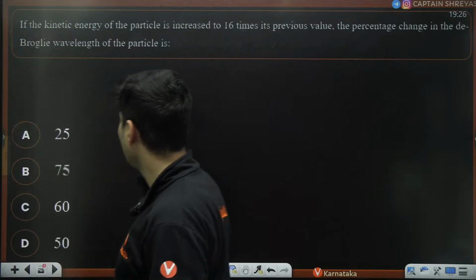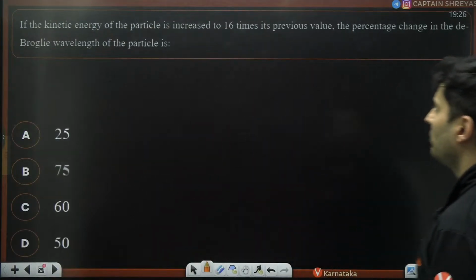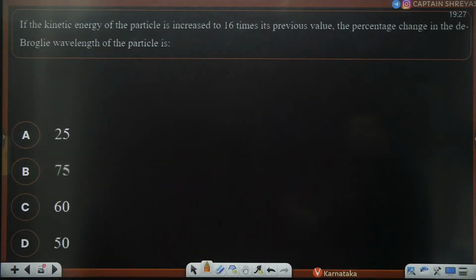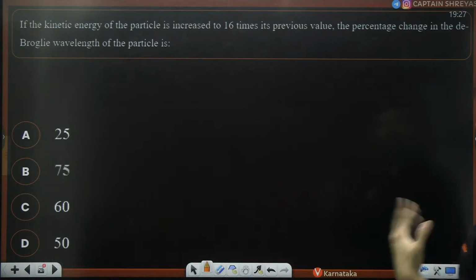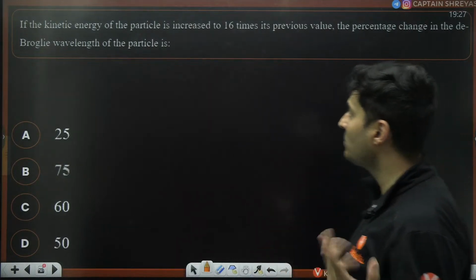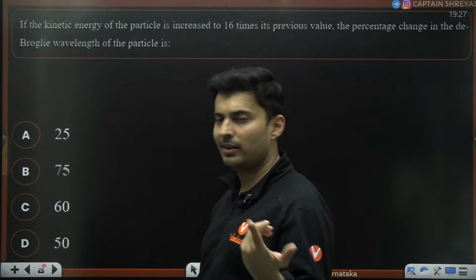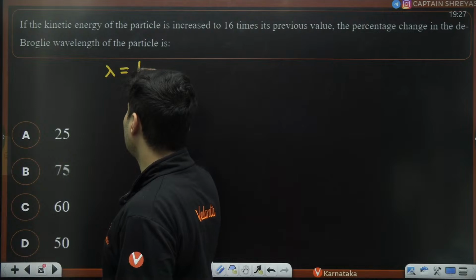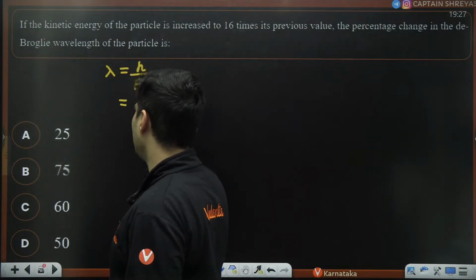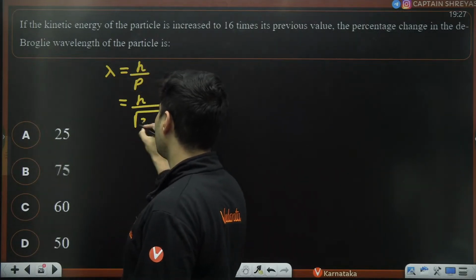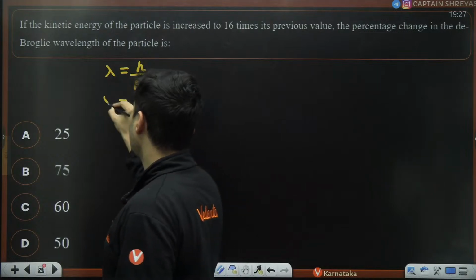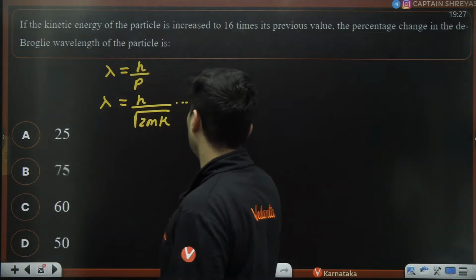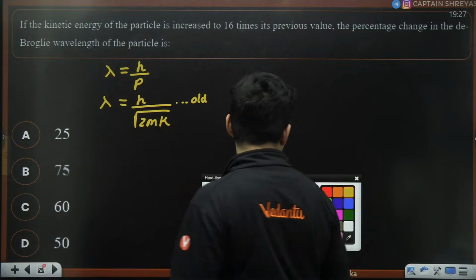Great. Moving on to the next one. The kinetic energy of the particle is changed 16 times the previous value. Then what is the change in the de Broglie wavelength? Is de Broglie wavelength related to the kinetic energy? Of course. De Broglie wavelength is Planck's constant divided by momentum, and the momentum formula is root of 2mK. That is your original wavelength related to the kinetic energy.